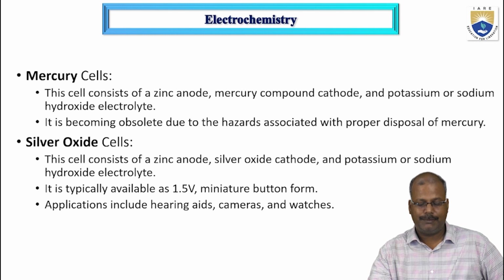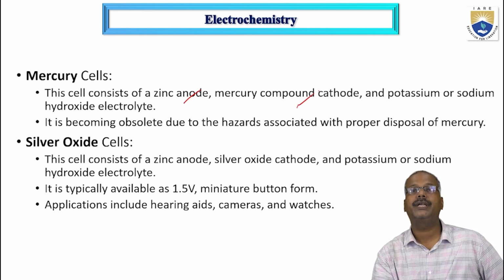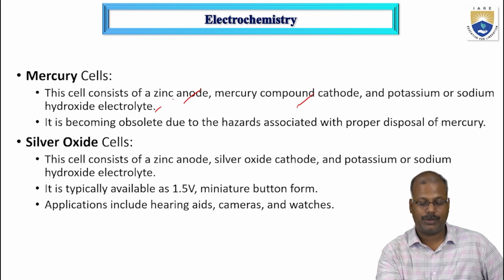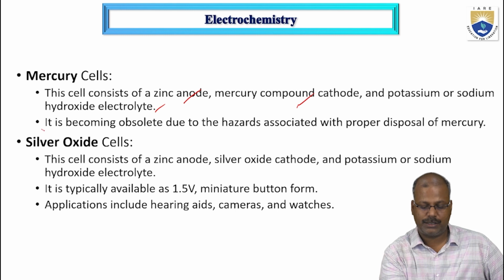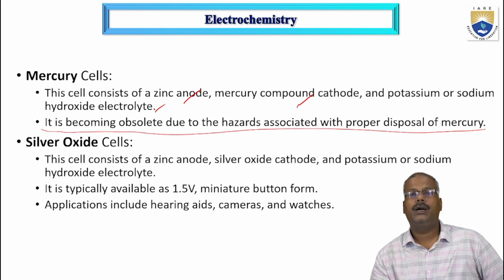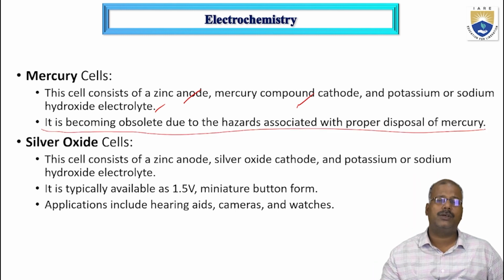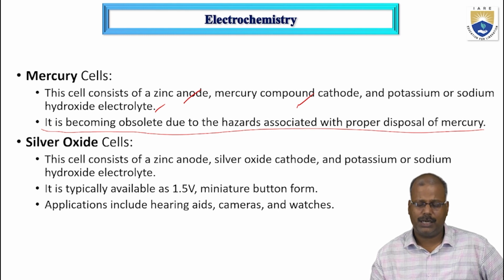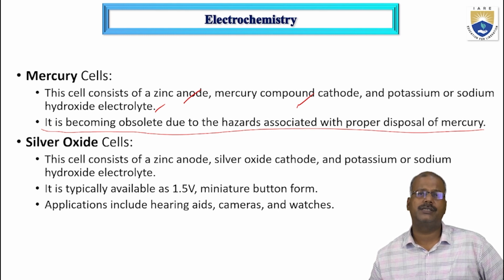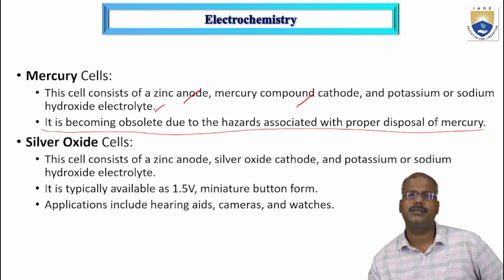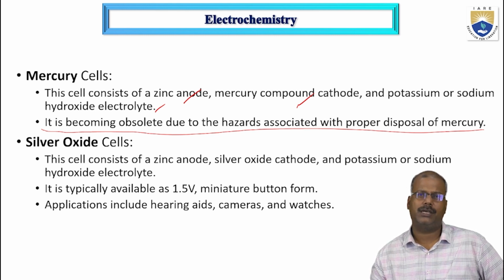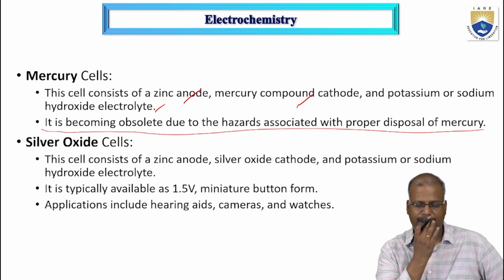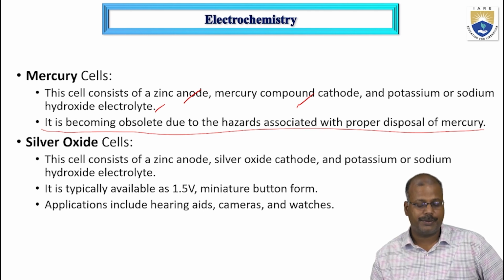Mercury cells. Mercury cells contain zinc anode, mercury compound cathode and potassium or sodium hydroxide electrolyte. It became obsolete, meaning useless, due to hazards. Mercury cells are avoided. It became obsolete due to hazards associated with the proper disposal of mercury. If you cannot properly dispose of the mercury, it is dangerous to the environment and so it is hazardous. That's why mercury cells are not used very much.